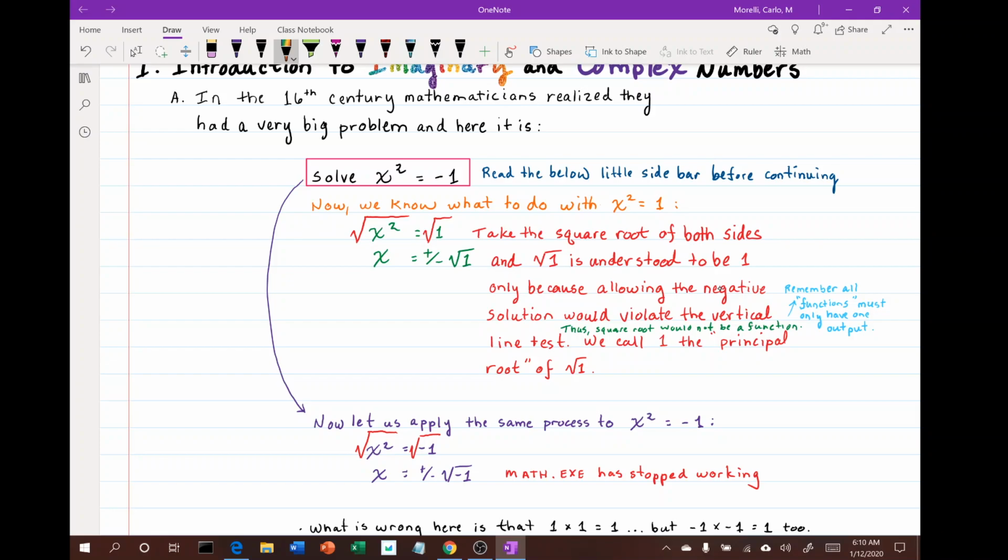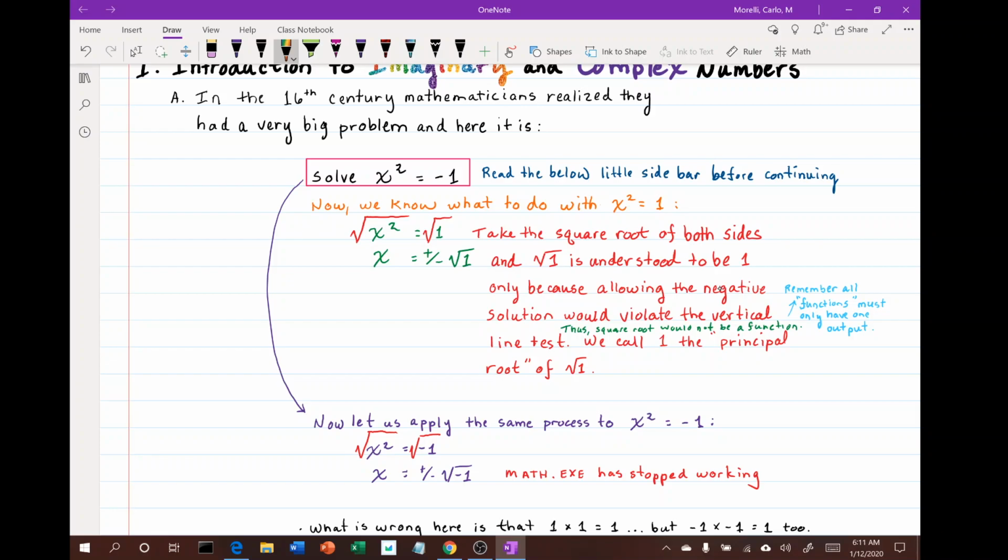Now, we know what to do with x squared equals 1. We would take the square root of both sides to get x by itself, right? So here it is, take the square root of both sides to get x by itself. So taking the square root of x squared gives you x, and x equals plus or minus the square root of 1. Okay? The square root of 1 is understood to be 1 only because allowing the negative solution would violate the vertical line test. Thus, the square root would not be a function.